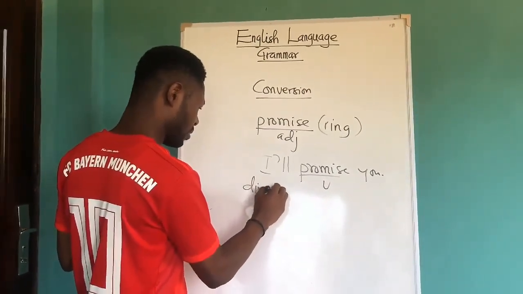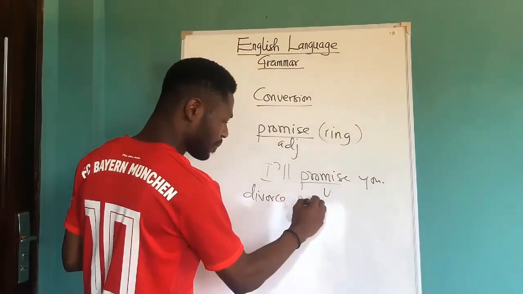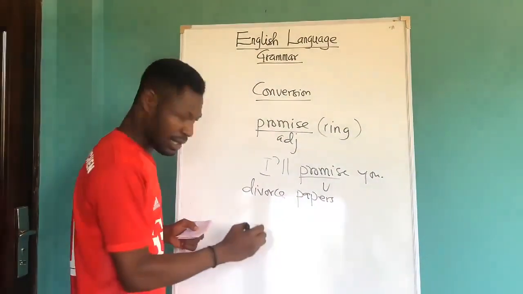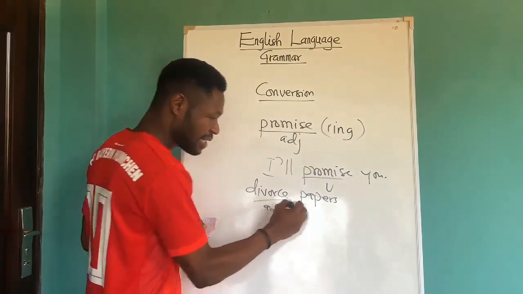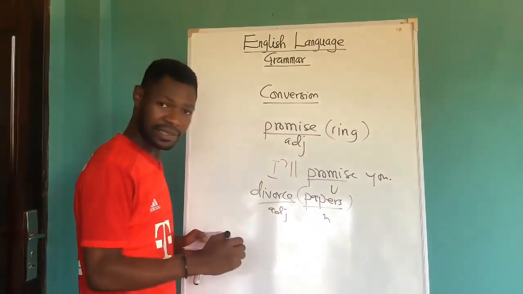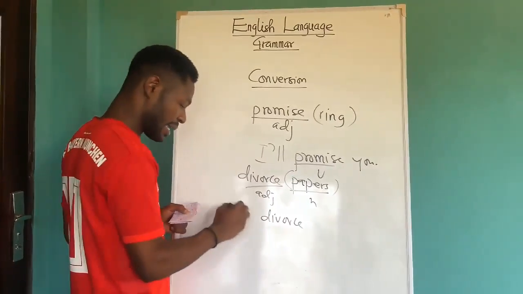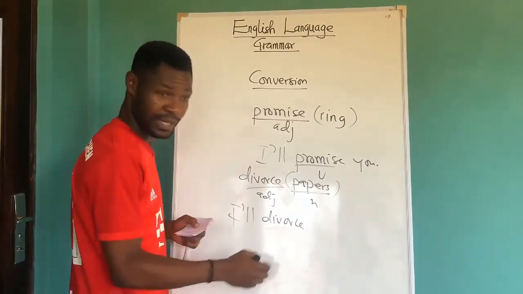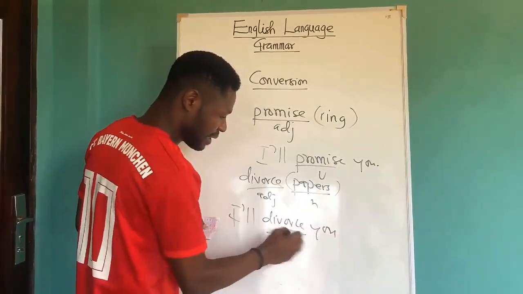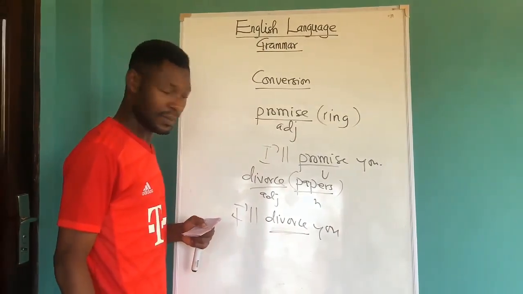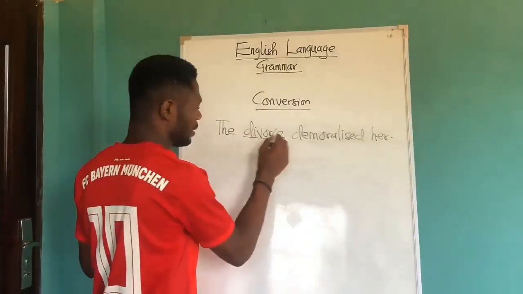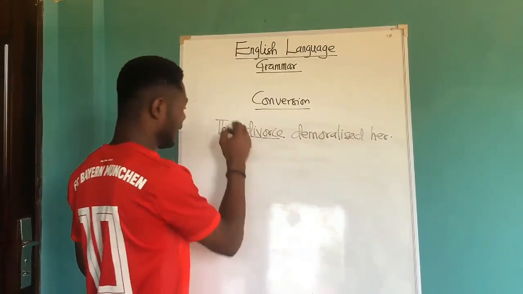Divorce. If I say divorce papers, divorce here is an adjective. It's describing the noun papers. I will divorce you. Here, divorce is a verb. Then, the divorce demoralized her.